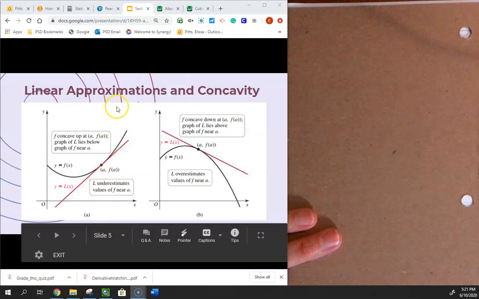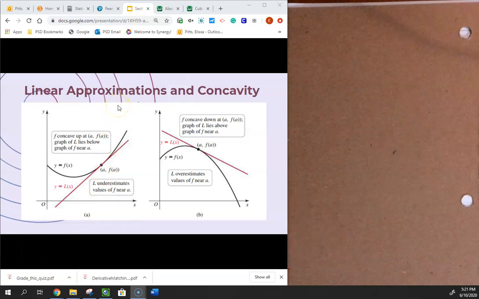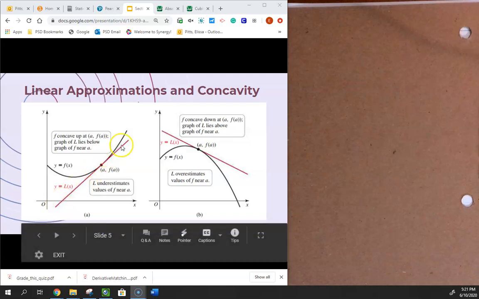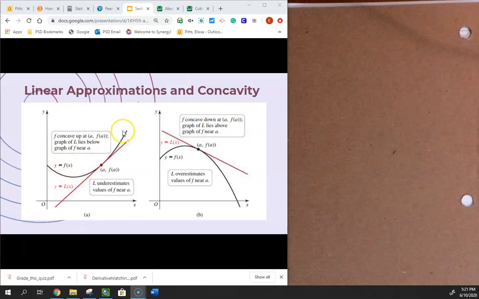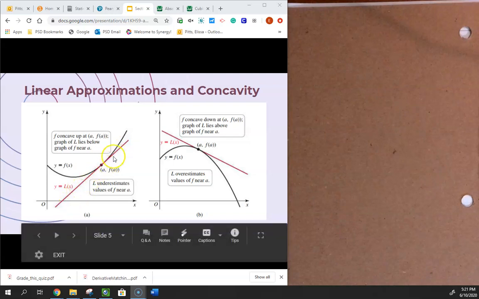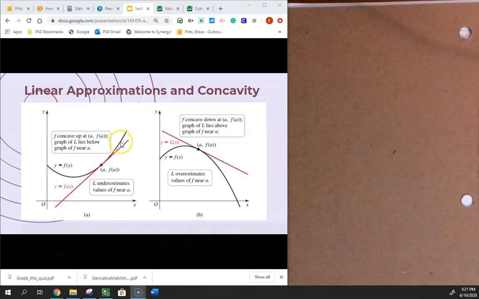You can use concavity with your function to determine if you have an over approximation or an under approximation. So let's look at the two situations that we have here. If our function is concave up at the point that we're interested in, and then we draw our tangent line there, or our linear approximation, we can see that the actual curve is above that linear approximation. So that means that the linear approximation would be an underestimate of the actual value of f.